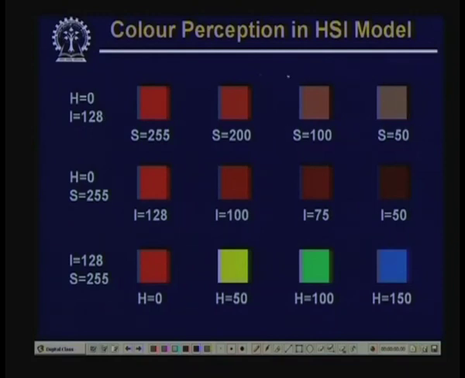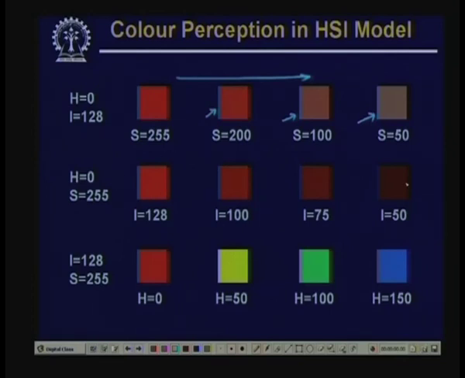So, for other rectangles in the same row, what we have done is we have kept hue and intensity constant, whereas the saturation is decreased. Here we find that as we move from left to right, it appears that this red is becoming milky gradually. As saturation is equal to 200, which is less than 255, it appears that some amount of white light has been added in this particular red component, and that is very prominent when S is equal to 100 or even S is equal to 50, where a large amount of white light has been added in this red component.